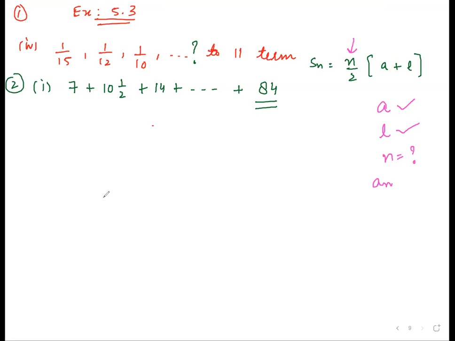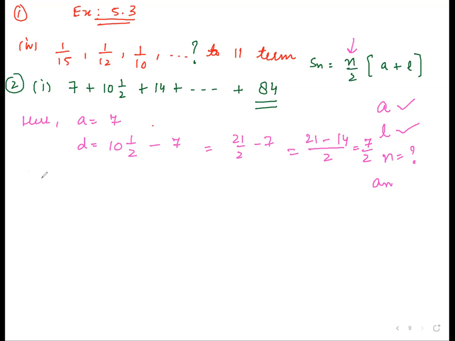Okay. So you write here, a is how much? 7. And d is, subtract any two terms. So 21 by 2 minus 7. Take LCM. 2 into 7 is 14. This is how much? 7 by 2. Yes, 7 by 2. Correct.